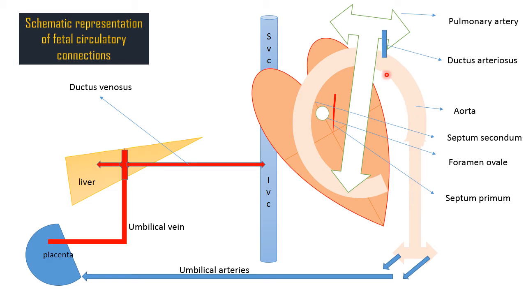Here we have to note some important parts which are useful for our next slides. First one is the ductus arteriosus, which connects the aorta with the pulmonary artery. Second one is the septum primum and septum secundum, and also the foramen ovale. These parts are very important for our future slides.